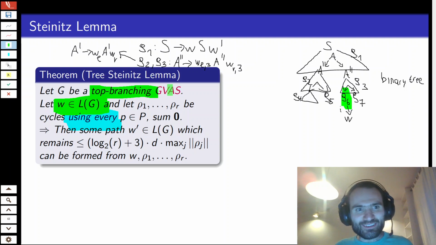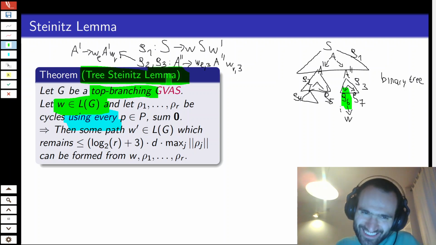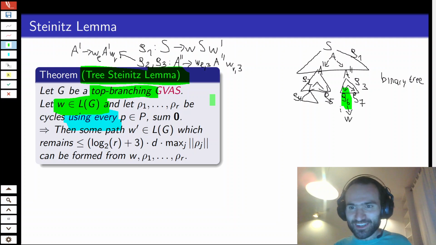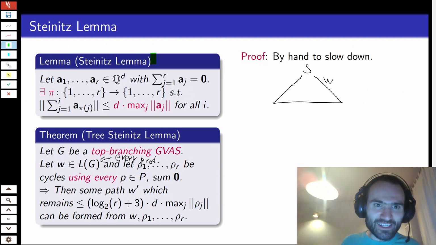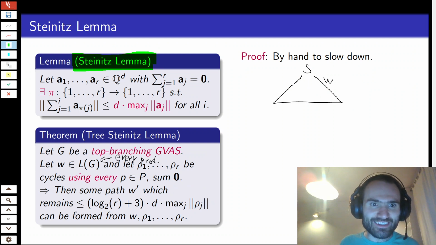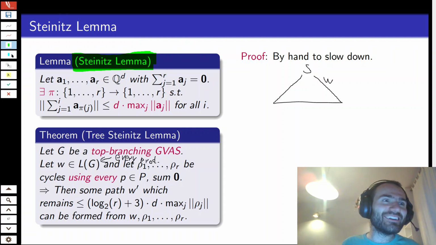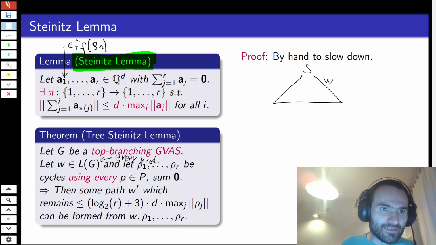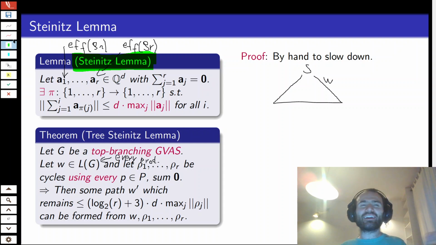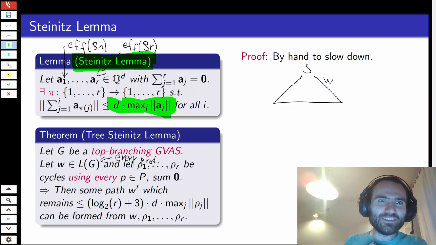Now, why did I call this tree Steinitz lemma? Well, this is not quite the construction we do yet. There's one important step I did not explain yet, namely in what order do we actually decide upon the trees? There we use Steinitz lemma, normal Steinitz lemma. We take as the a_i the effects of our cycles. And then Steinitz lemma tells us that we can reorder the cycles such that if we actually fully use the cycle, then we will remain within this small quadrant.